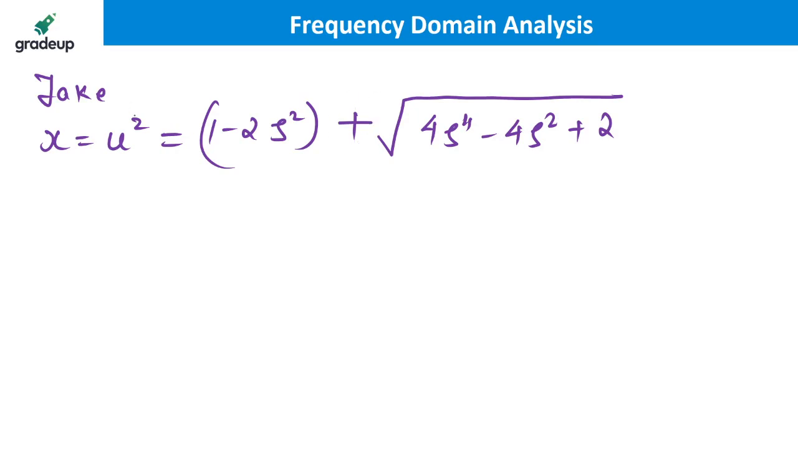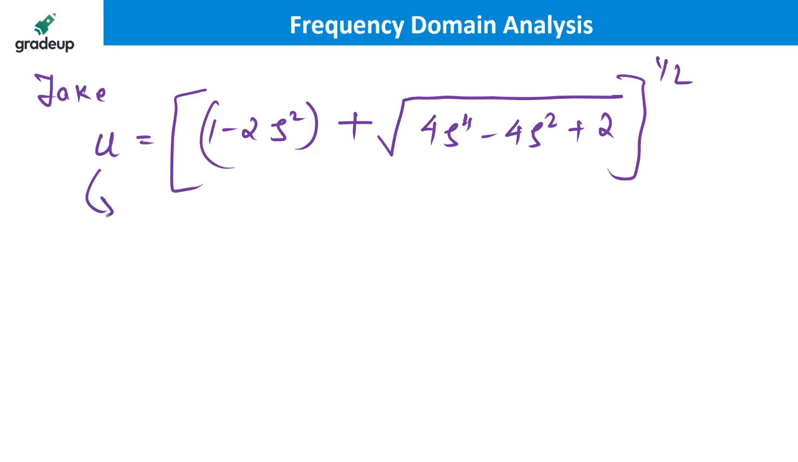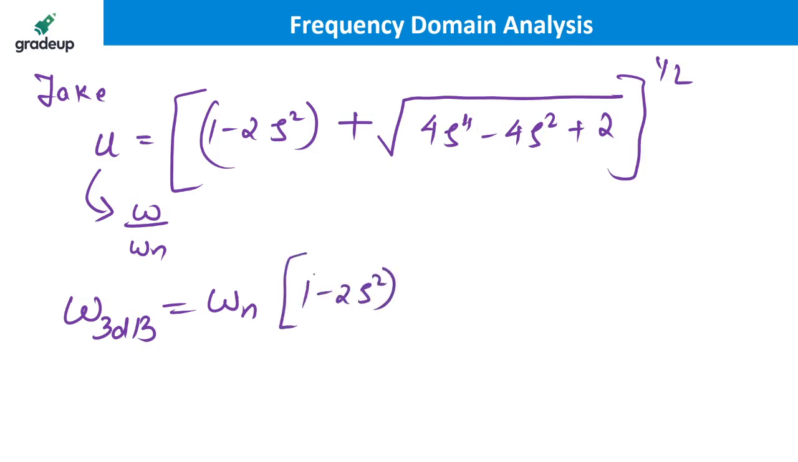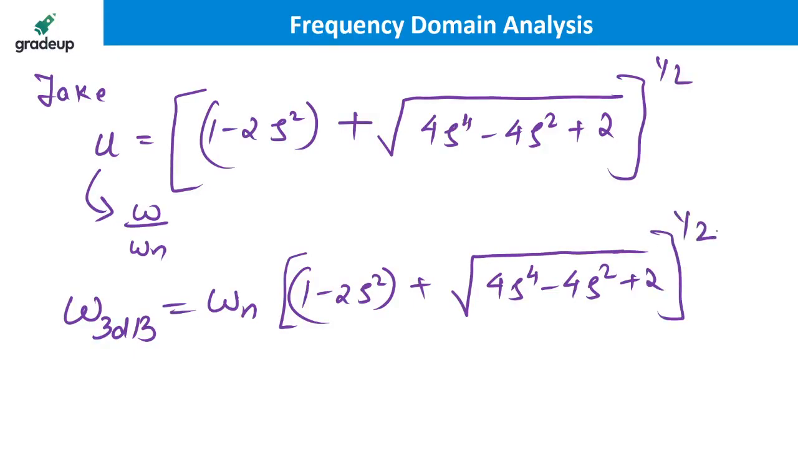Okay, and then what is u? Let me write down the u only. This is u square. So what is the value of u? It is the under root of this term. But what is u? It is omega by omega n. So what is omega? Final answer, what is omega 3 dB? It is equal to omega n multiplied by 1 minus 2 zeta square plus under root of 4 zeta power 4 minus 4 zeta square plus 2, raised to the power half.